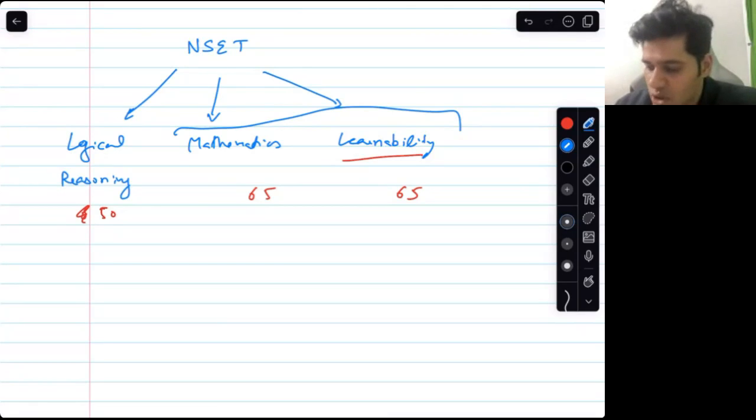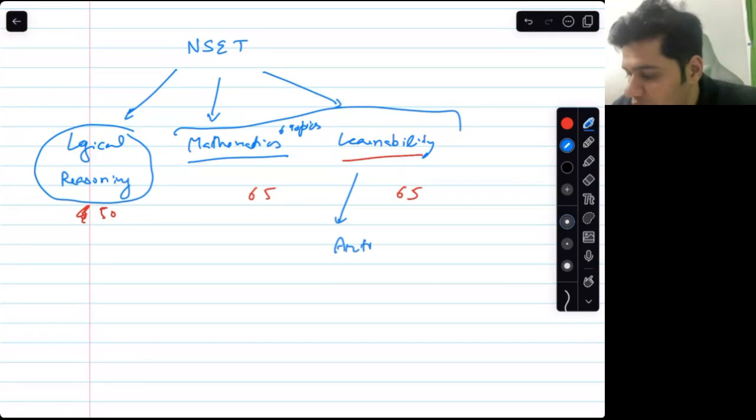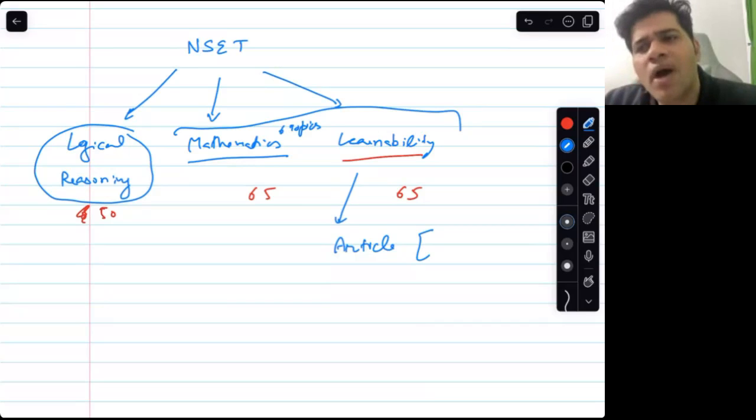Moving forward, let me discuss a line about each one. Logical reasoning is simple: simple puzzles or simple logic, very CAT-like, for example family trees. Mathematics has 6 topics. I'll discuss all 6 topics and where you could prepare each one. About learnability, in this section you are given an article. That article may or may not be a computer science topic. Majorly it would be an overlap of mathematics and computer science.